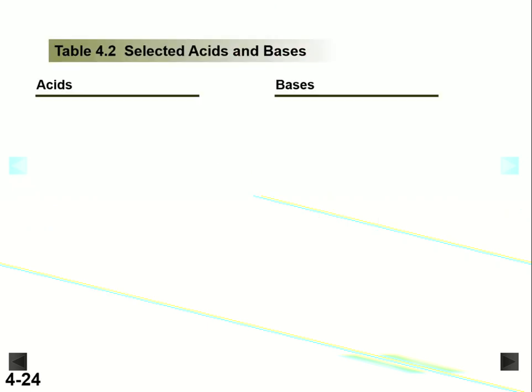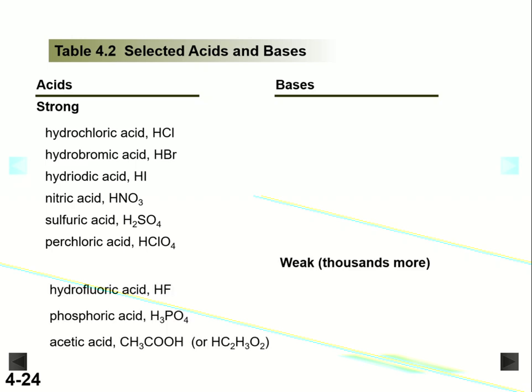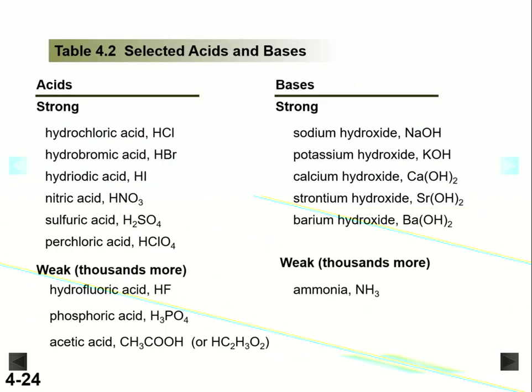Now, here's a list of some common acids and common bases. And we've broken them into different groups. We have what we call strong acids, and there's really only 6 or so common strong acids: hydrochloric acid, hydrobromic acid, hydroiodic acid, nitric acid, sulfuric acid, and perchloric acid. There are a couple of other common strong acids, but these are the biggies.